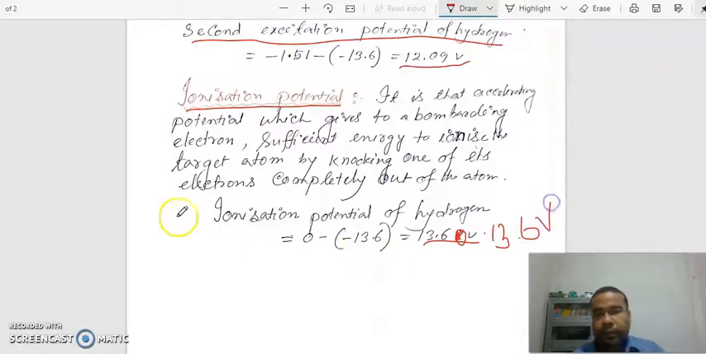13.6 volt. Ionization potential is that accelerating potential which gives a bombarding electron sufficient energy to ionize. When it is ionizing, the electron goes from the ground state to the outermost, infinite orbit, corresponding to n equal to infinity. How much energy is required to take an electron from the ground state to the infinite orbit is called ionization potential. The energy at the infinite orbit is 0 and the ground state is minus 13.6, so the difference is 13.6. This is called ionization potential.